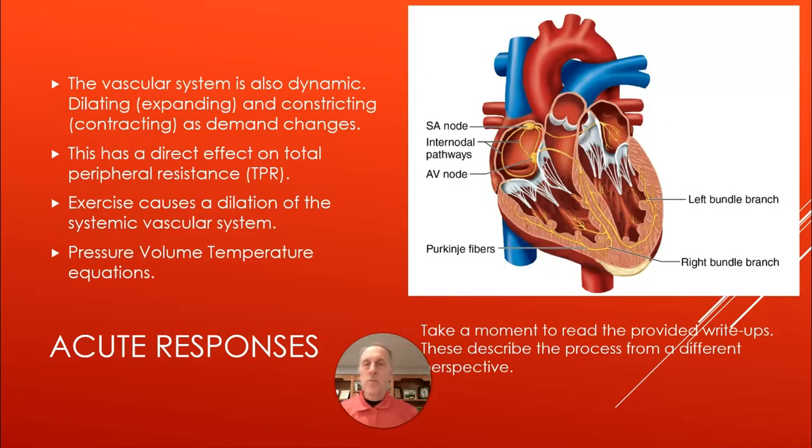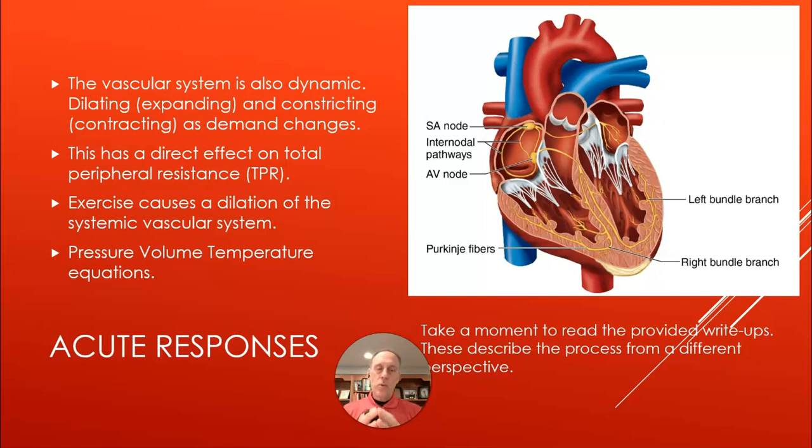Now, the vascular system is dynamic. And we talked a little bit about this in one of the other presentations in Chapter 2. It has the ability to dilate, meaning expand, and also constrict and contract as demand changes. And this is within certain tolerances. It's not like it's going to expand and contract itty bitty. There is a limitation to this. But it does have a direct effect on the total peripheral resistance. And when you have a dilation in the system, it opens up the pipes to allow more flow of blood.